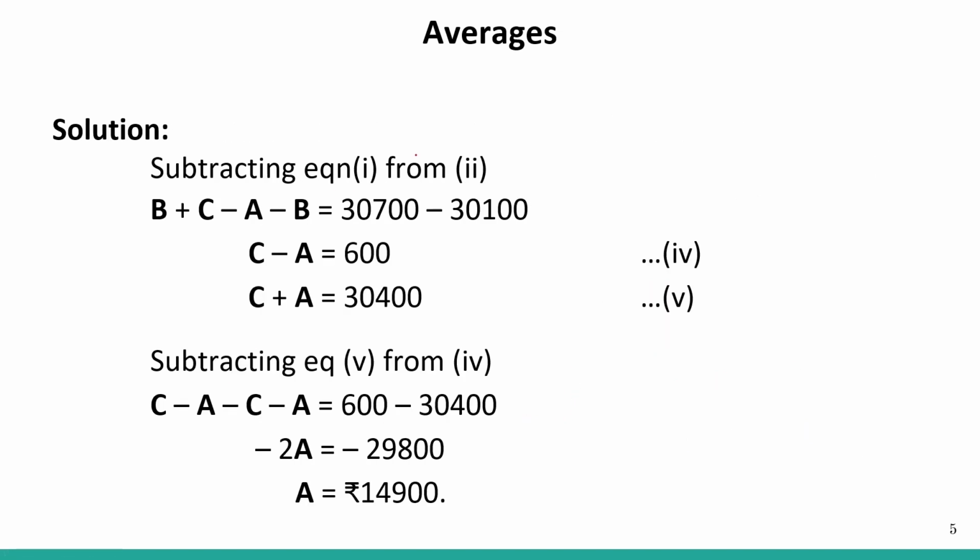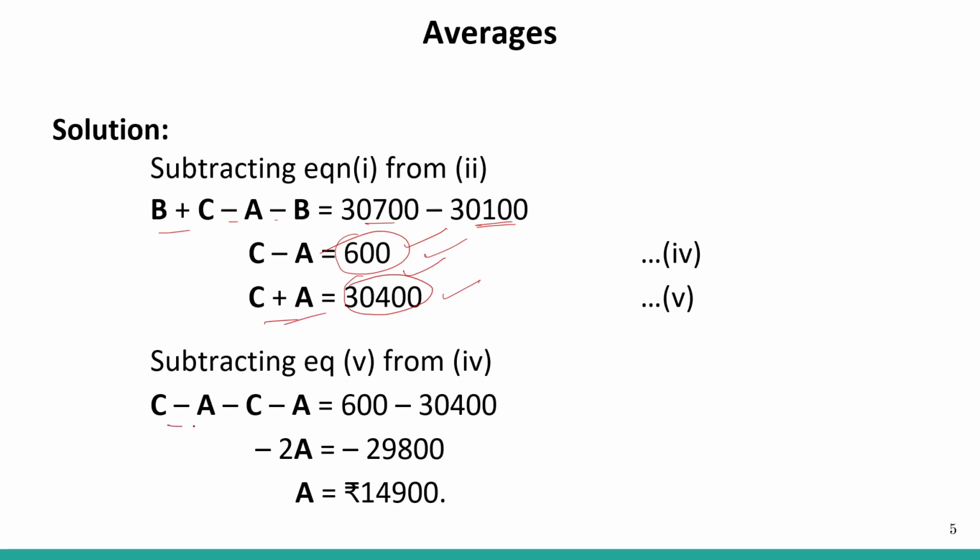So subtracting equation 1 from 2. B plus C minus the whole of A plus B is equal to B plus C minus A minus B, which is 30,700 minus 30,100. So C minus A is equal to 600 rupees. Okay. So C plus A is equal to 30,400, right? So this is equation 5 and this is 4, right? So subtracting equation 5 from 4.